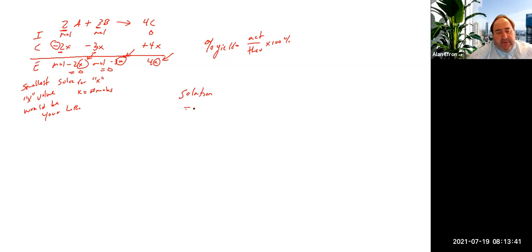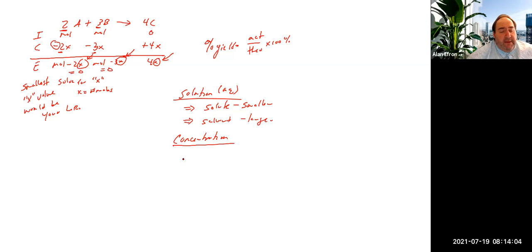And solutions, remember, there's 2 parts. There's the solute, which is the smaller part, and there is the solvent, which is the larger part of a solution. And a solution is, again, those guys that get that aqueous symbol next to them. And when we talk about solutions, one major thing that we talk about is concentration. And the most common unit of concentration is molarity, which is big M. And it is moles of solute over liters of solution.